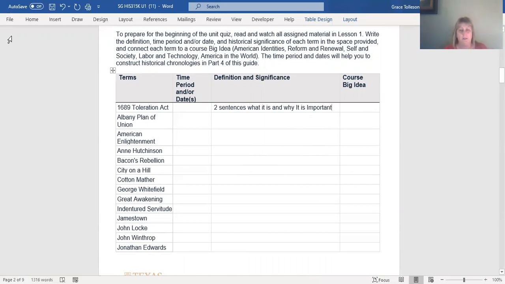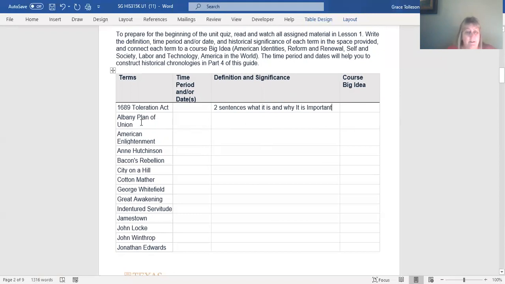So that's the significance. When we talk about the significance of things, why is it important? Why or how did it happen? How did it impact the present? How did it impact the future? Okay, so for each of these, that's what you should be looking for. And then, of course, the big idea.